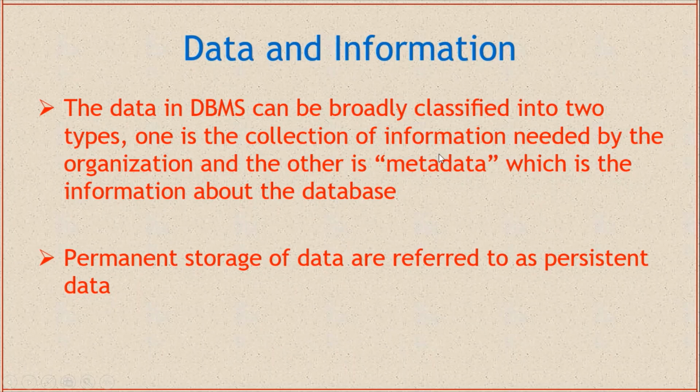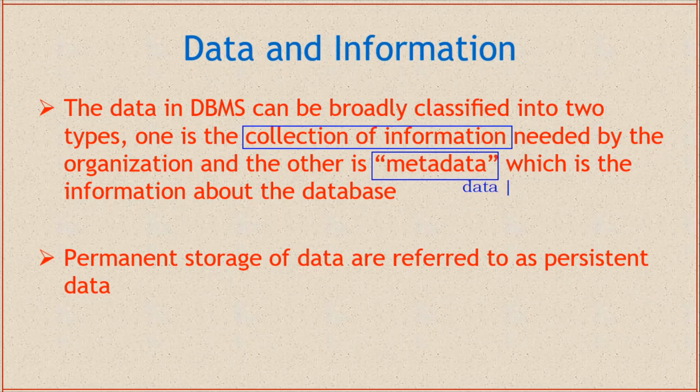Just now we saw that every organization, especially if you take a college as an example, has to store the information of students. Then one type of data is the collection of information, right? This is one type of data, and the other type of data is metadata. These are the two types of data, and metadata is also called data about data. In a database we store the students' information, that is the collection of information, and at the same time we store metadata, data about the data.